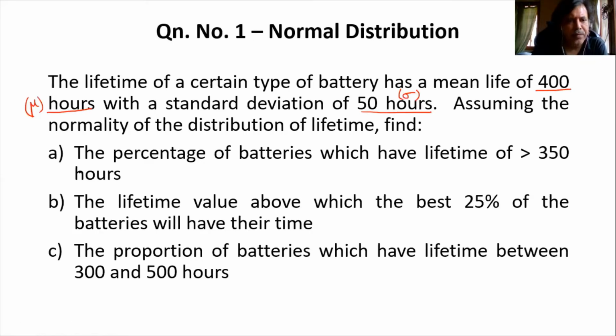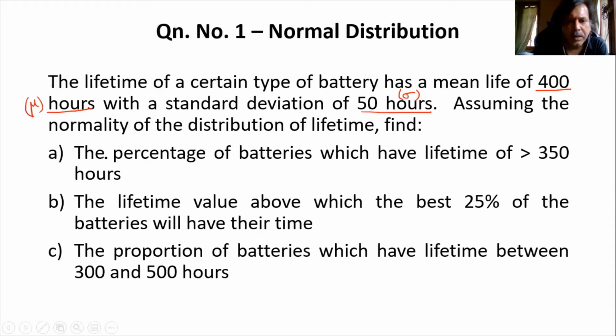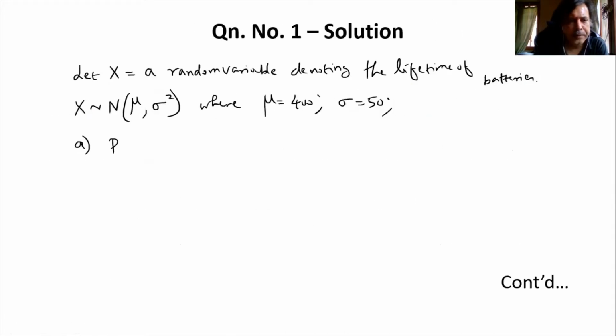Now, let us go to the first question. First question is asking you to find the percentage of batteries which have lifetime of greater than 350 hours. If I have to find the percentage, I can very well find out the probability. And finally, after finding the probability, I can multiply that with 100 to express the answer in terms of percentage. So what is the question? Lifetime greater than 350 hours. So probability of X greater than 350, X is nothing but lifetime. That is what our assumption is.